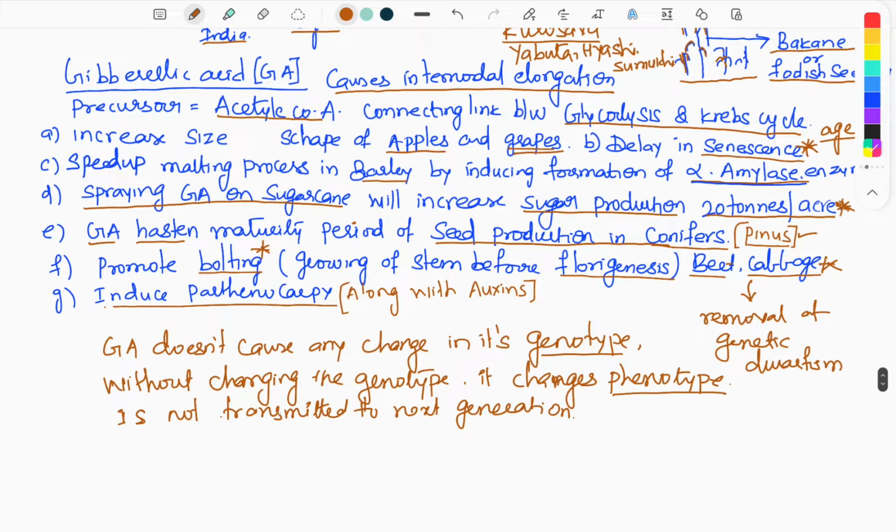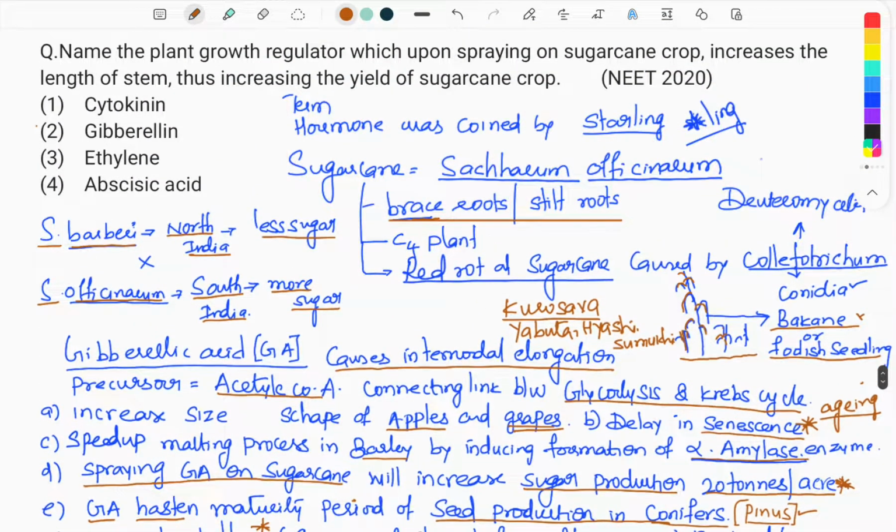And one more thing I would like to tell you that gibberellic acid is majorly antagonistic to ABA, that is abscisic acid. Do you remember? Antagonistic means majorly abscisic acid is growth inhibiting hormone, gibberellic acid is growth promoting hormone, and abscisic acid causes senescence, seed dormancy, bud dormancy that are removed by delayed senescence done by gibberellic acid. So it is antagonistic, that is they have opposite effect on each other.